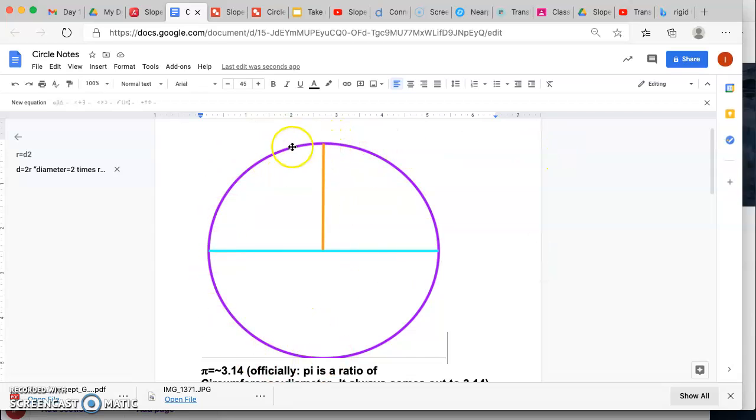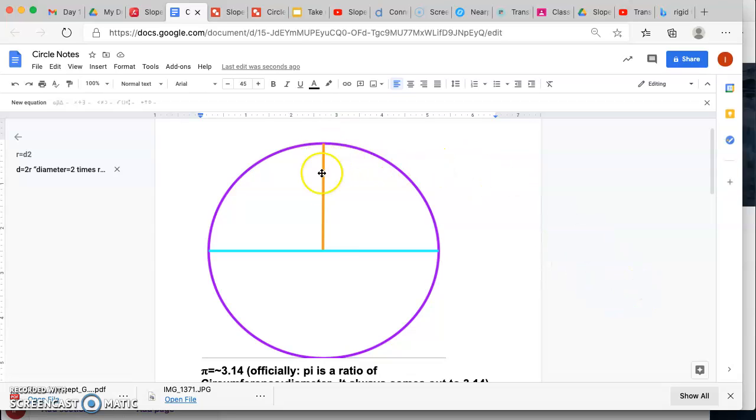What we call the distance around the edge of the circle, what you'd call the perimeter on anything but a circle, that's what we call the circumference. And this line that goes from one end of the circle to the other, that's called the diameter. And this one that goes from the center to the outer edge, that's the radius.